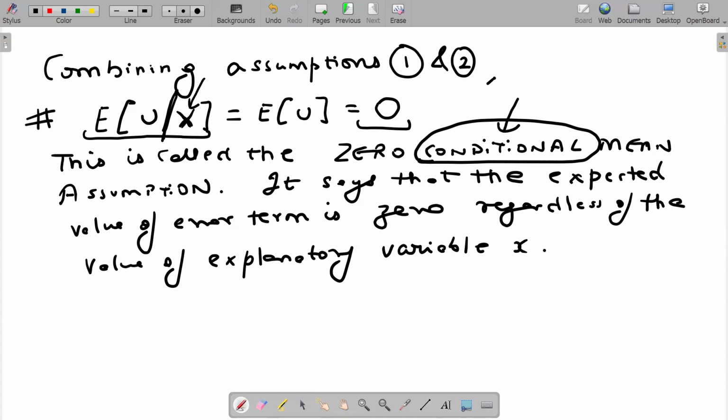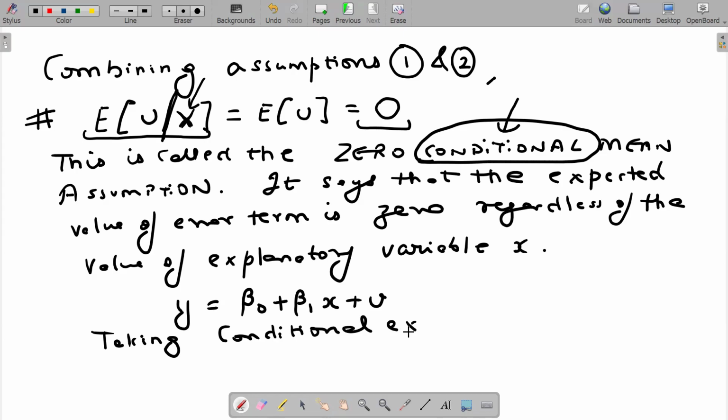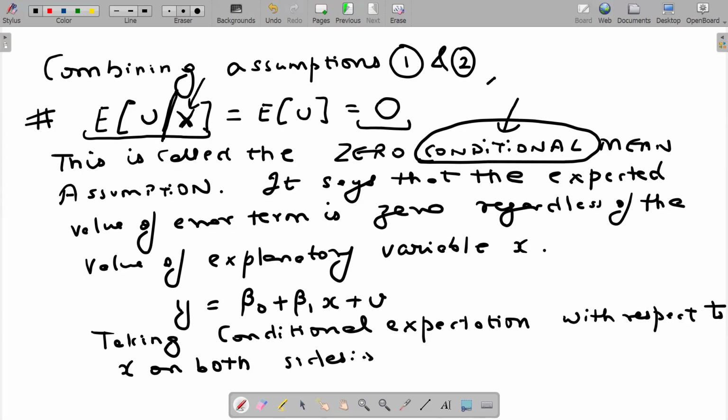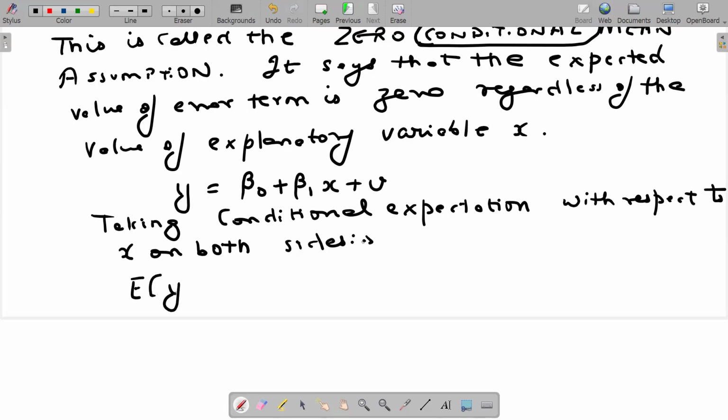Okay, so now given that I have y equal to beta naught plus beta 1 x plus u, if I take conditional expectation with respect to x on both sides, we get the expected value of y conditional on x as the expected value of beta naught plus beta 1 x plus u conditional on x.